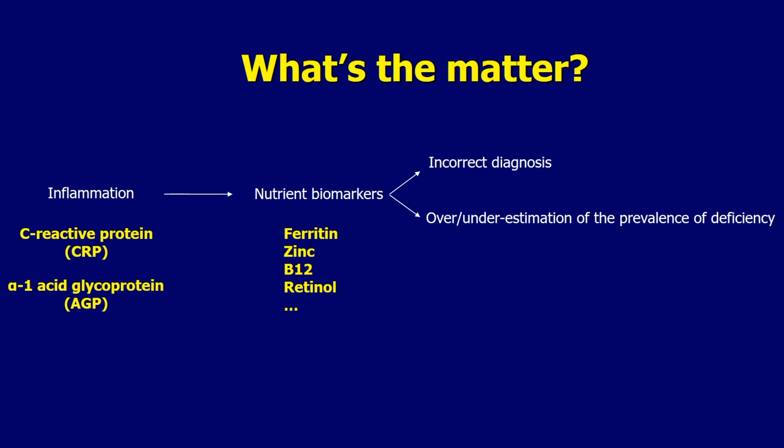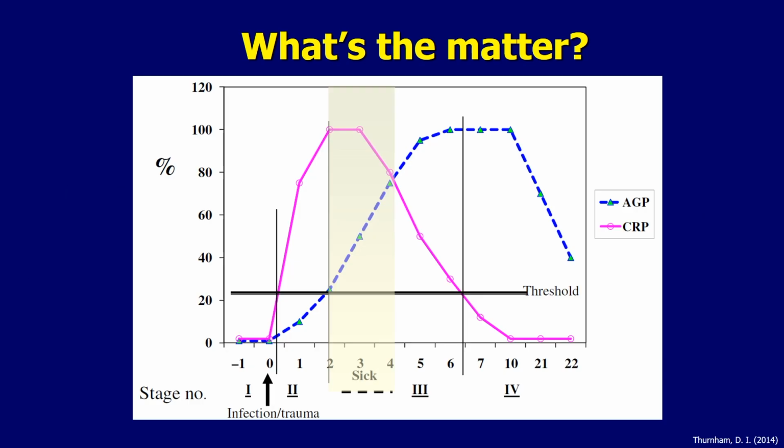In this tutorial, ferritin was taken as an example of nutrient biomarker, and we will use both CRP and AGP as the biomarkers for inflammation, since they reflect different stages of inflammation. Specifically, CRP rises to a maximum between 24 and 48 hours, while AGP may take 3 to 5 days to reach a plateau.